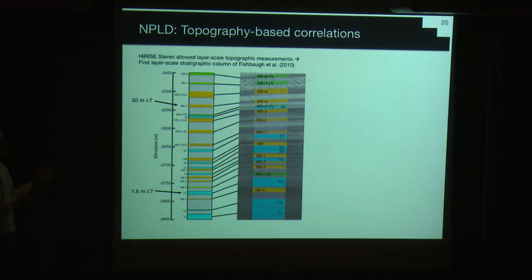After the mock images, with MRO, we got high-resolution images with HiRISE, and we had stereo, and that allowed layer-scale topographic measurements. And so in 2010, Fishbaugh et al. built the first stratigraphic column at the layer scale, at the scale of the layers, which you can see here. And this is a HiRISE image of the area.